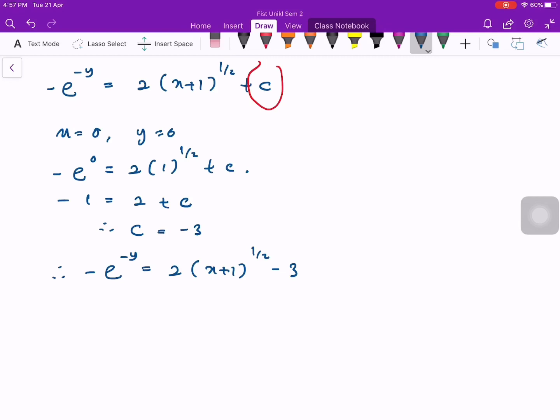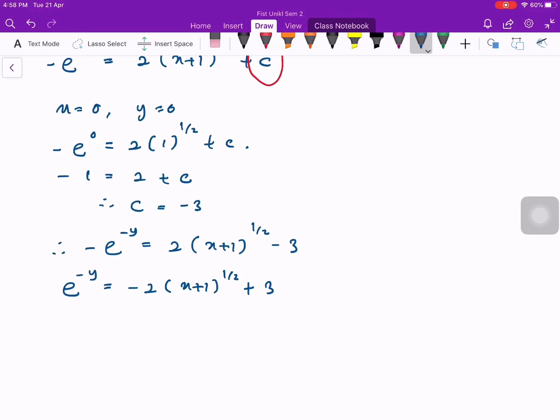Okay, I multiply by negative for both sides first. So we will get e to the power of negative y equals negative 2 times (x plus 1) to the power of half plus 3, and then we're going to take ln for both sides. So we're going to have ln of e to the power of negative y equals ln of negative 2 times (x plus 1) to the power of half plus 3.